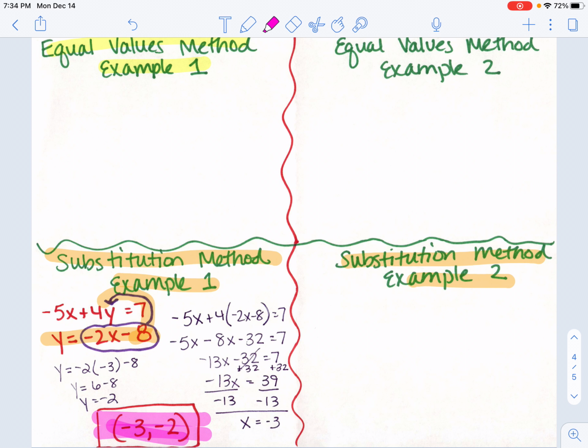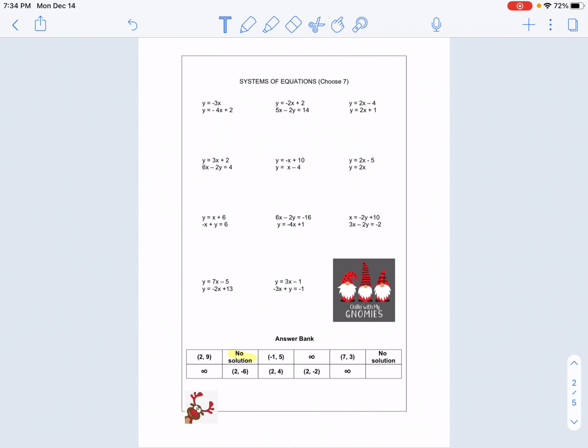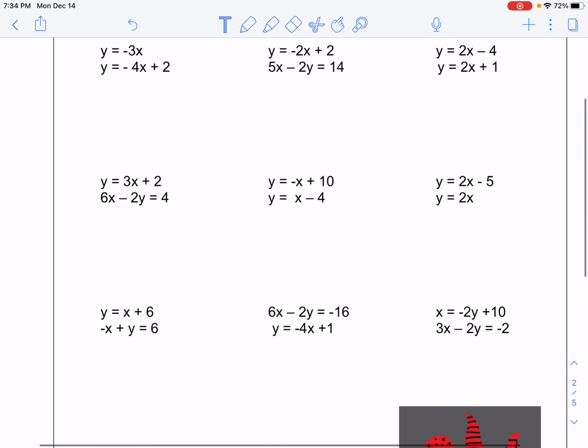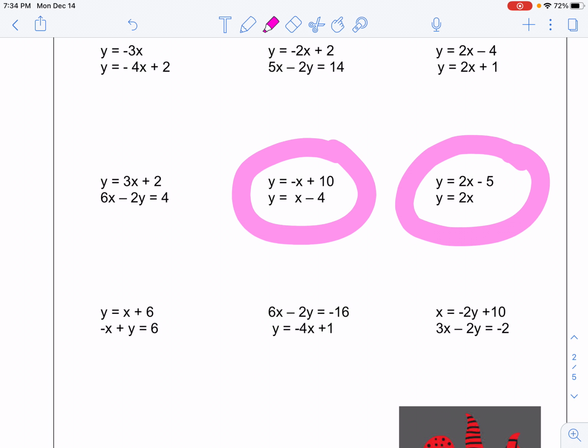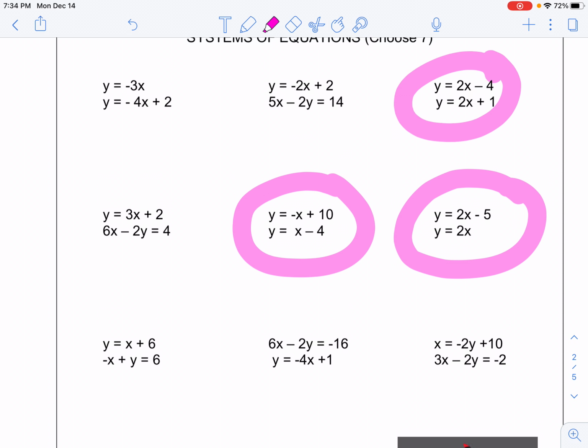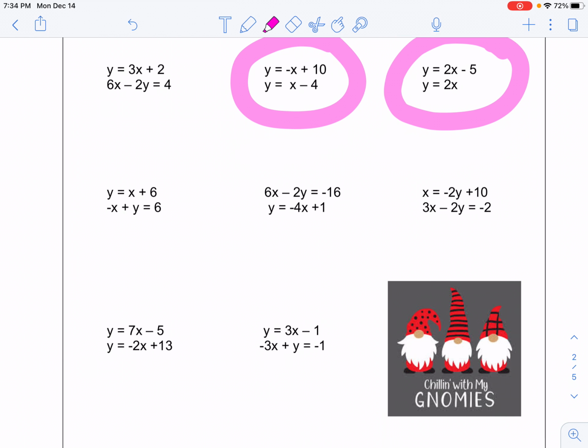Okay, if I go back to the list, remember, equal values method, you are looking for 2 equations that are set equal to each other. Like that's a good one. That's a good one. They're both set equal to y. There's another one. There's another one. Those are all good equal values method problems.